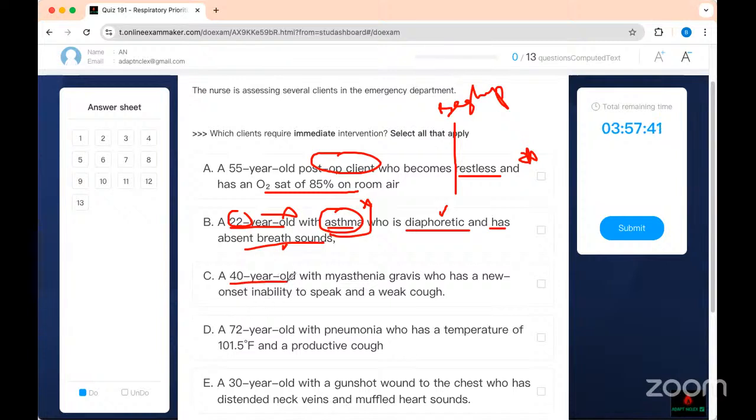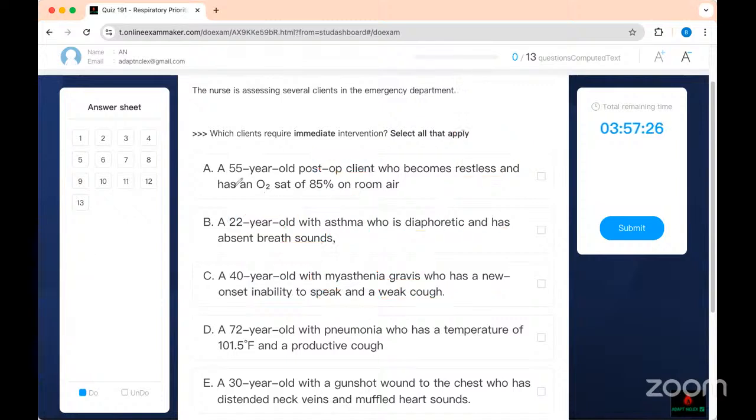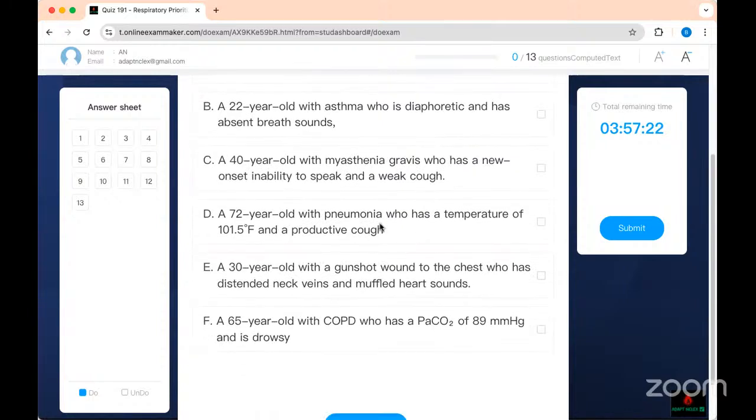A 40-year-old with myasthenia gravis who has a new onset inability to speak and a weak cough. Myasthenia gravis patient, inability to speak and weak cough. Is it a good thing? You've got to be sharp as usual. A 72-year-old with pneumonia who has a temperature of 101.5 and a productive cough. I have pneumonia, I have this temperature and productive cough. Should I be concerned?